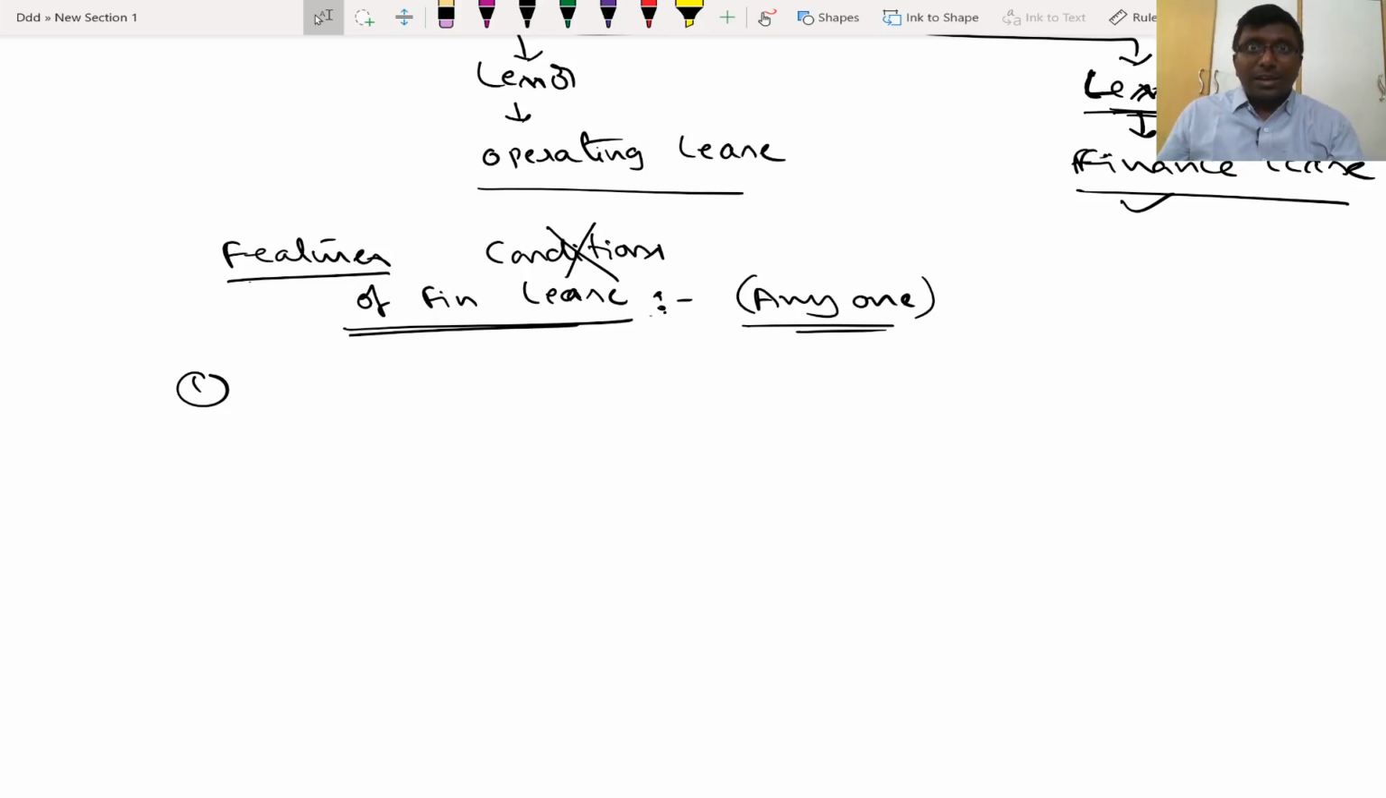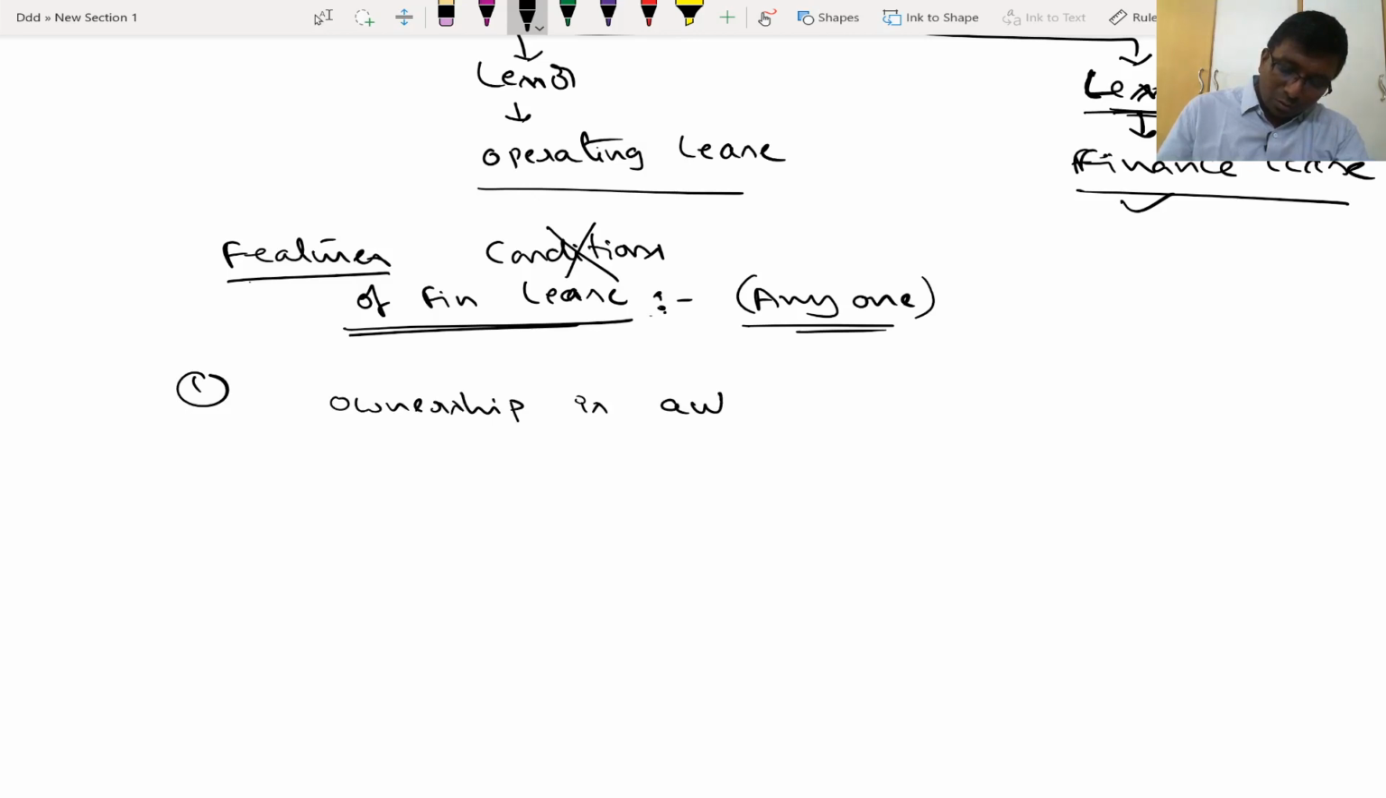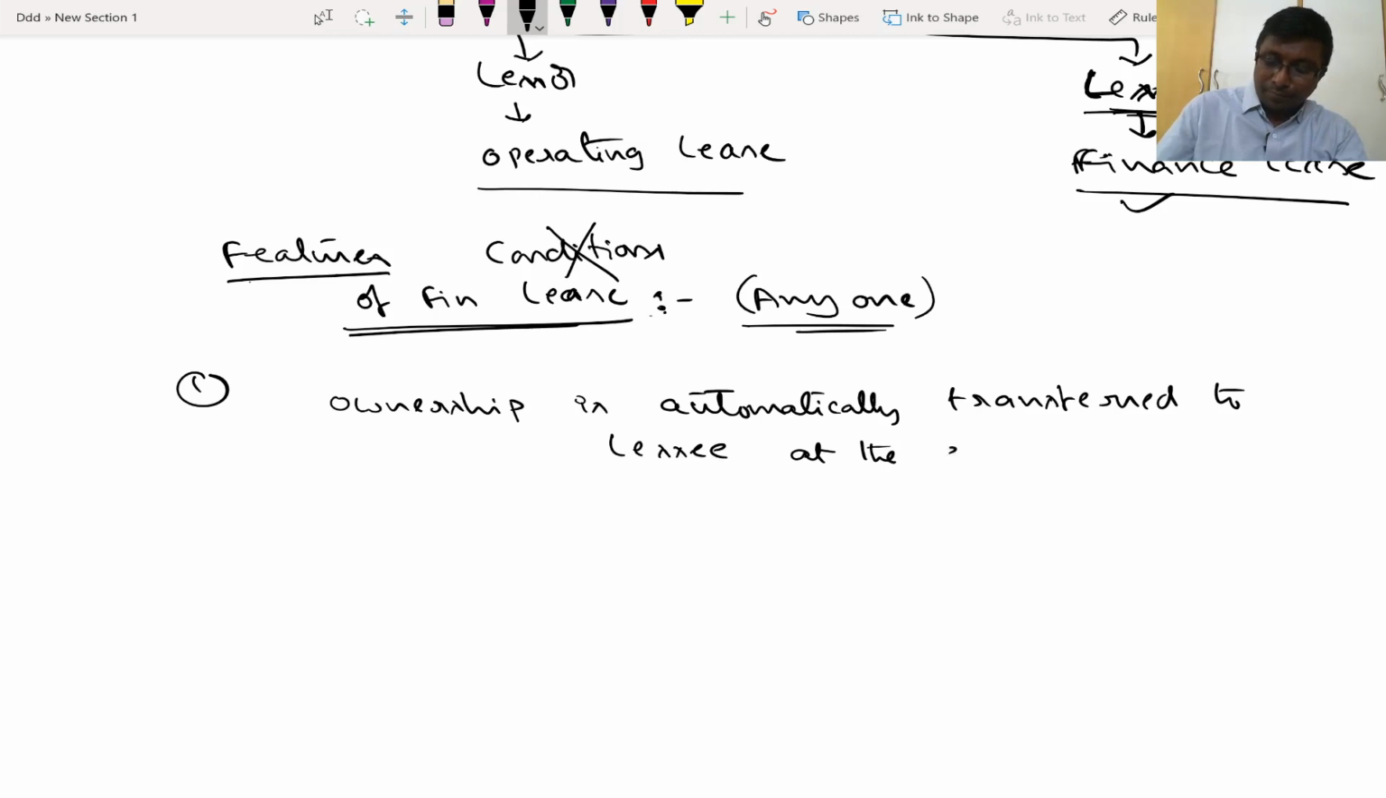Who has the risks and rewards? The lessee has the risks and rewards. If the lessee has the risks and rewards, then obviously, is it a finance lease or an operating lease? Finance lease. Now, the ownership of the asset is automatically transferred to the lessee at the end of the lease period.